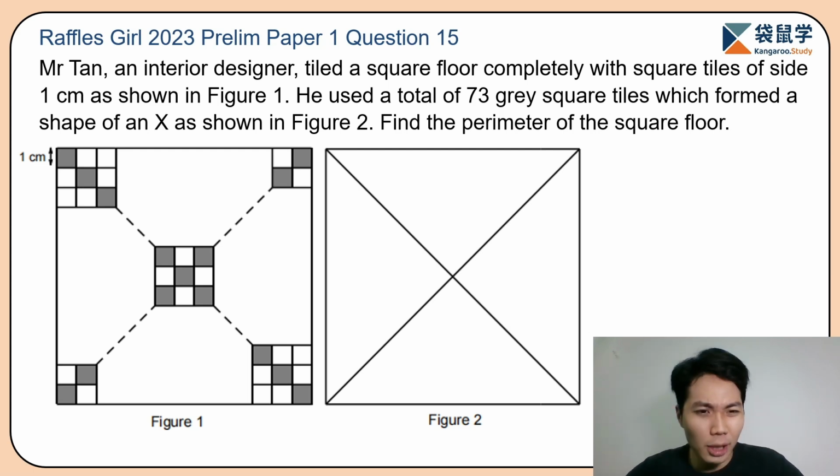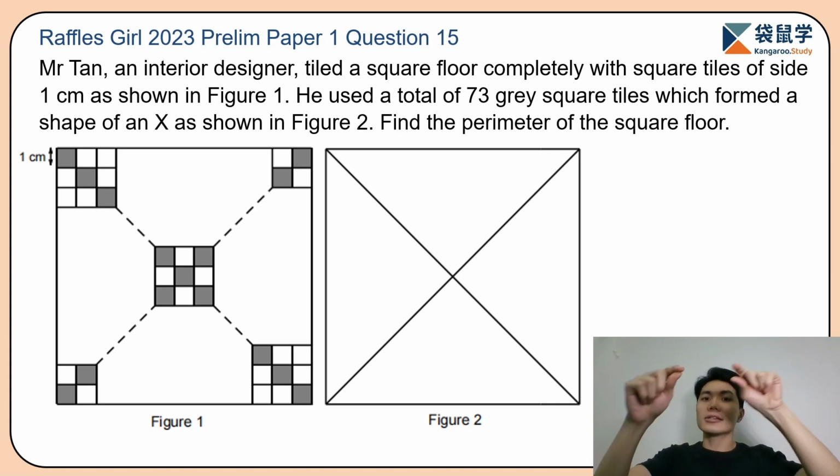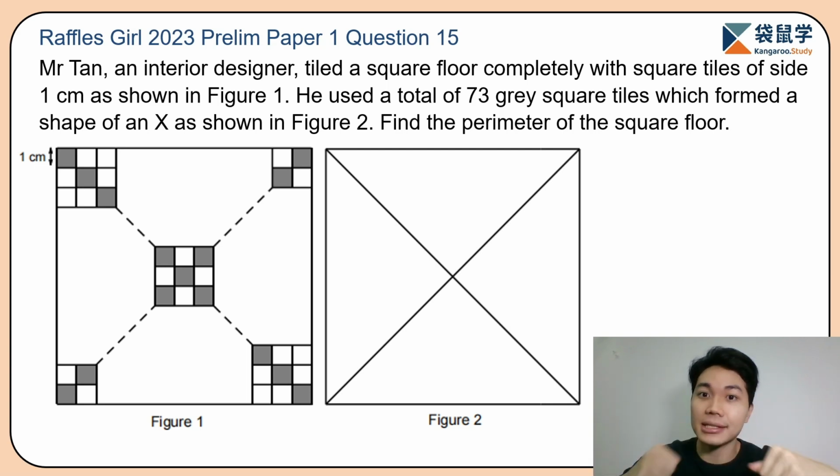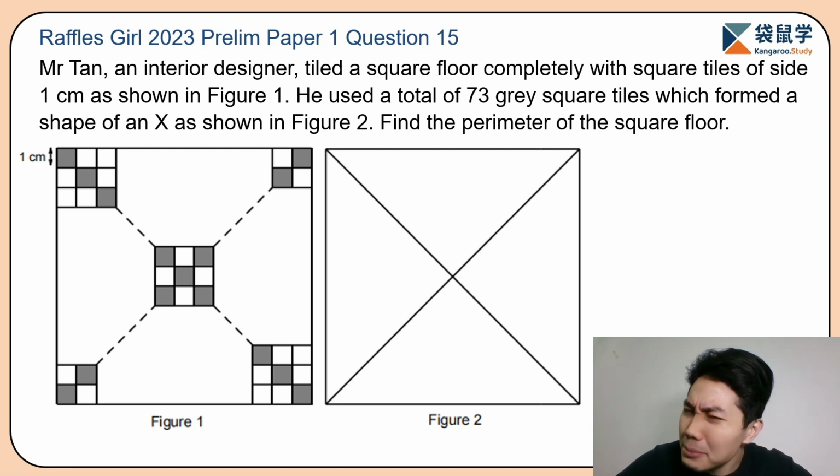This question looks quite complicated. We are given the final number, and we realize that the tiles are put in such a way that there is an X, so there's a pattern to it. And we want to find the perimeter of the square floor. We have been given some figures here. How should we solve this question?